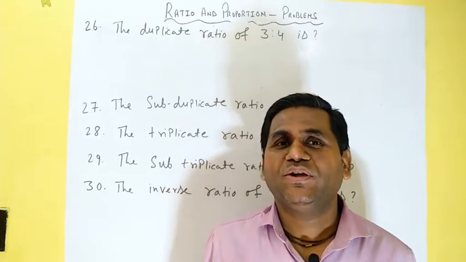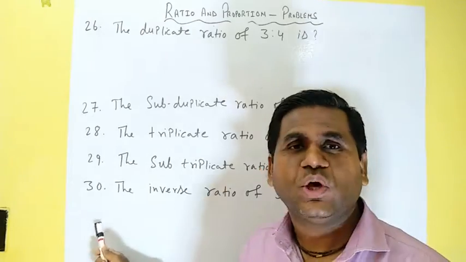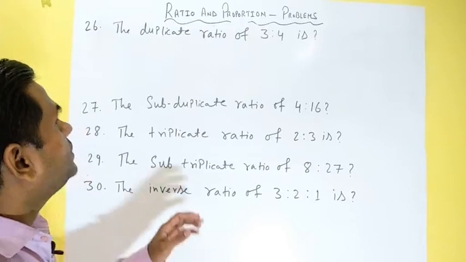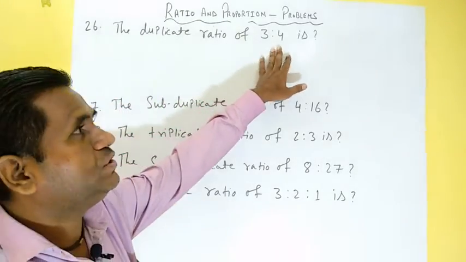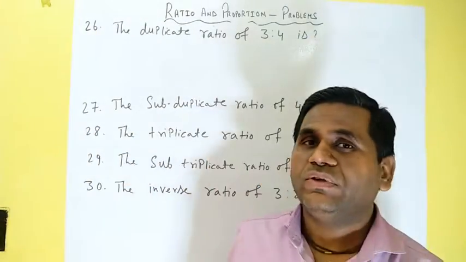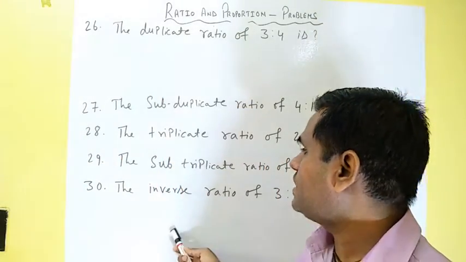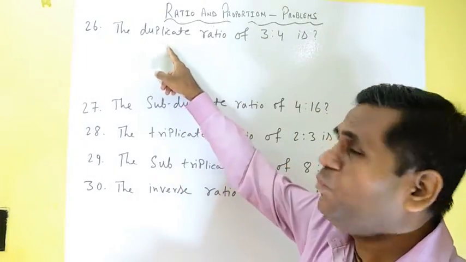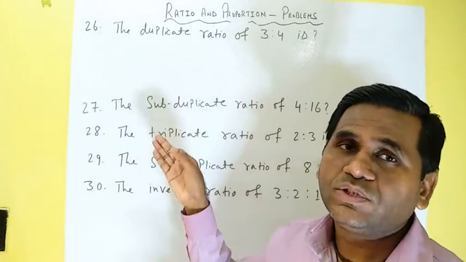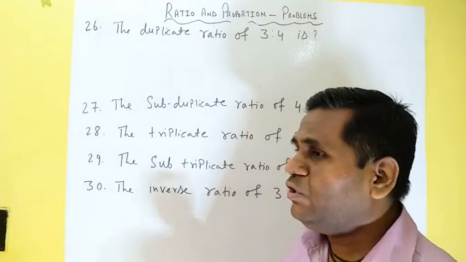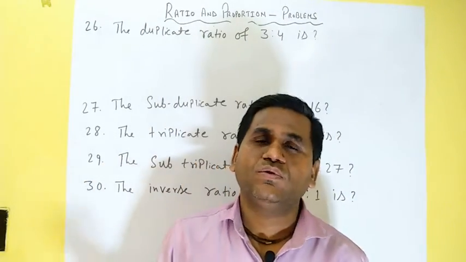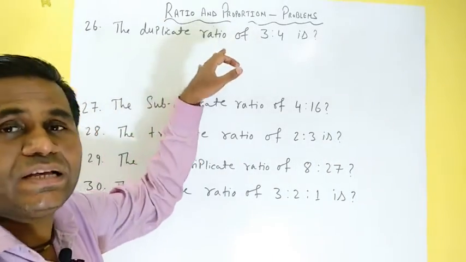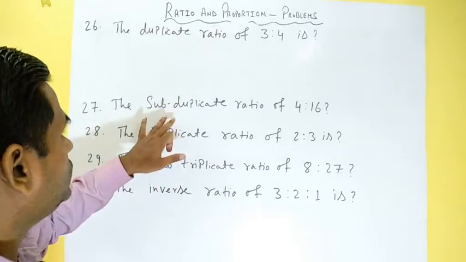So in this video we are going to solve problems number 26 to 30 from ratio and proportion. So let's start this video. The first question is: the duplicate ratio of 3:4 is. Before we solve these problems, I just want to tell you these problems are very simple and easy. But I have created this video so that if you are not aware of these terms, you will learn these terms, and then when you know these terms, it will become very easy for you to solve these types of problems. Okay, so I will be also solving these problems and explaining the meaning of the terms which are used here.